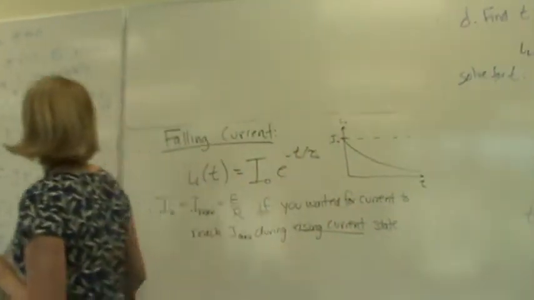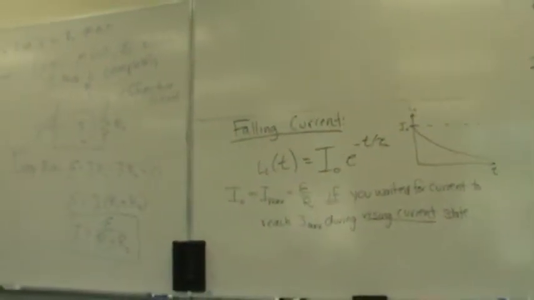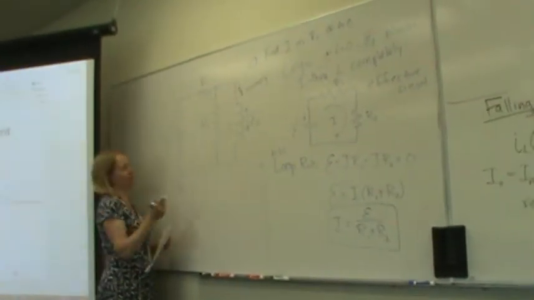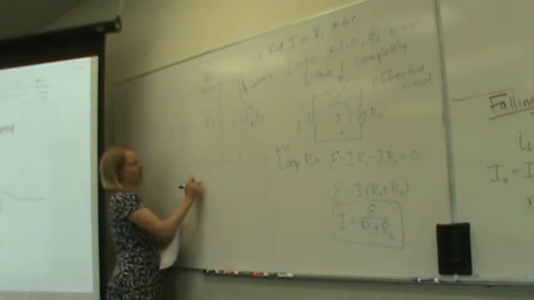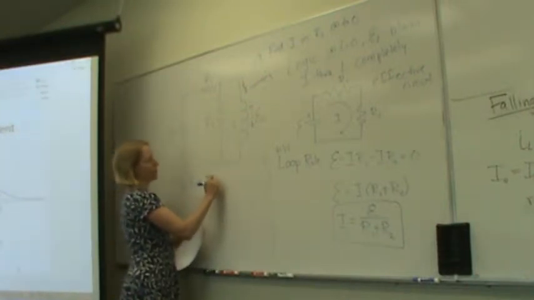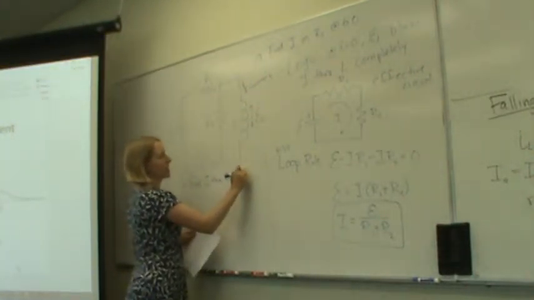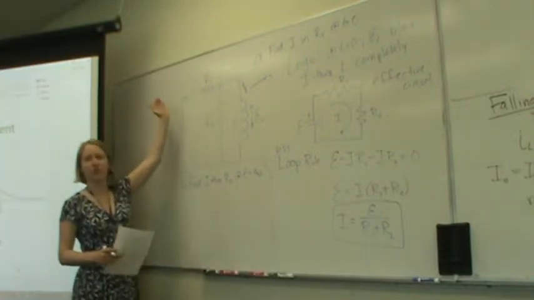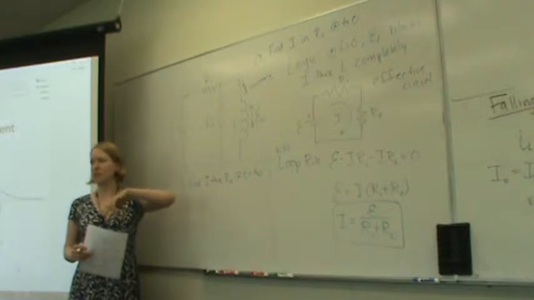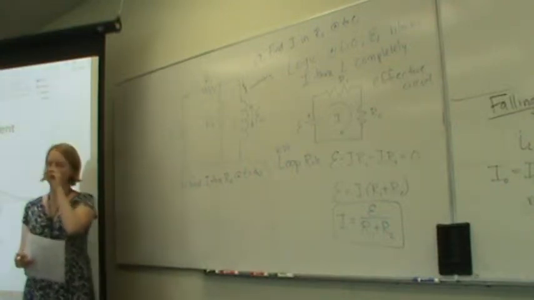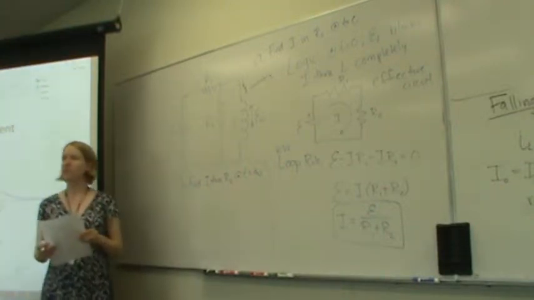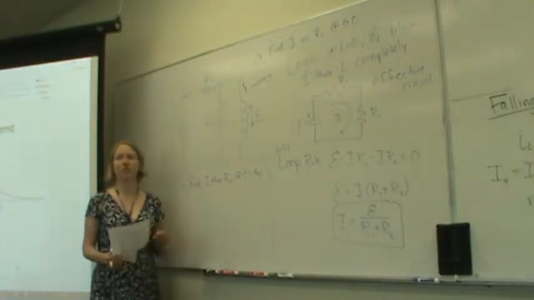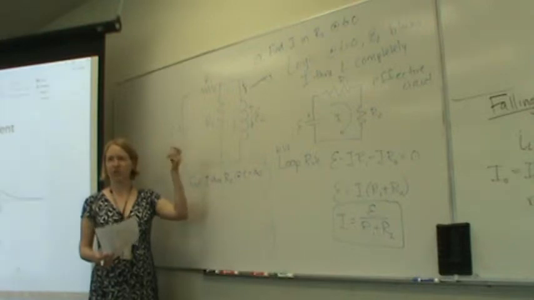For room's sake, I'll do part B right here. There's no B, but whatever. Find I through R2 at time equals infinity. The switch has been closed for a really, really long time. Someone tell me what happens. The inductor acts like a short. Okay, the inductor acts like a short. So what does that mean as far as the currents in the circuit?